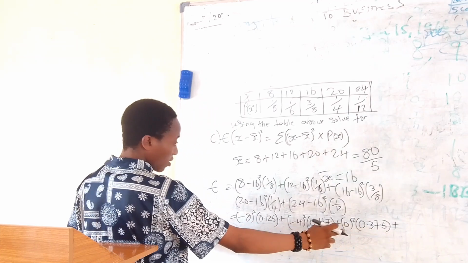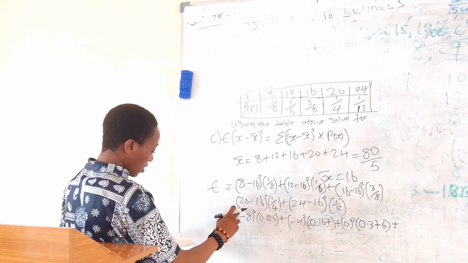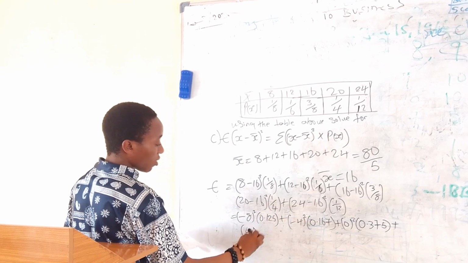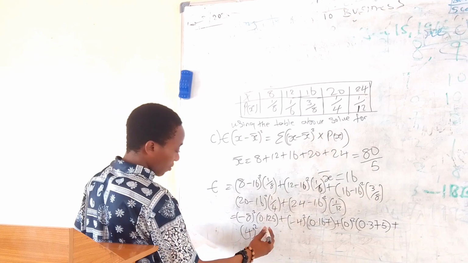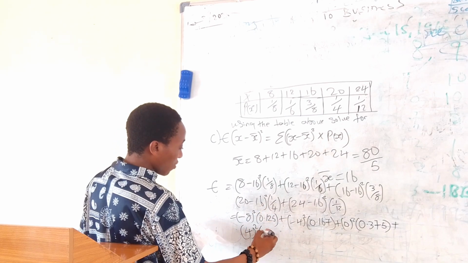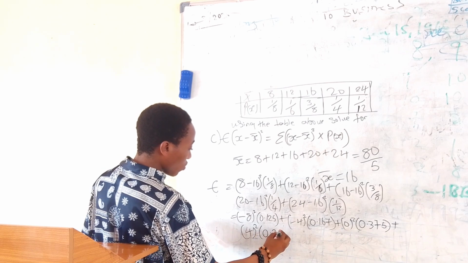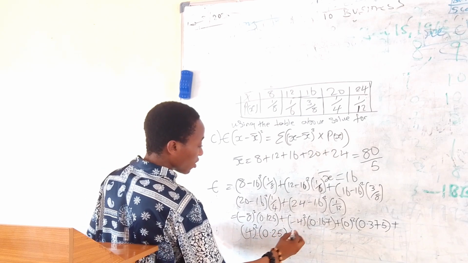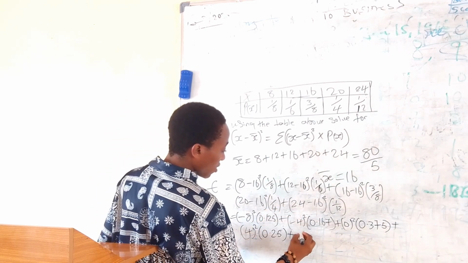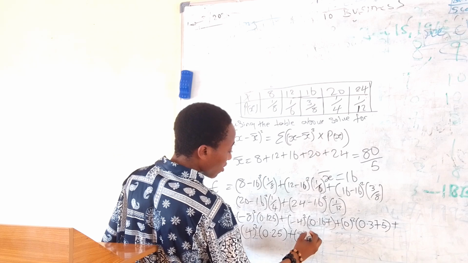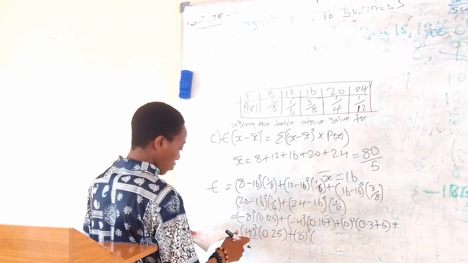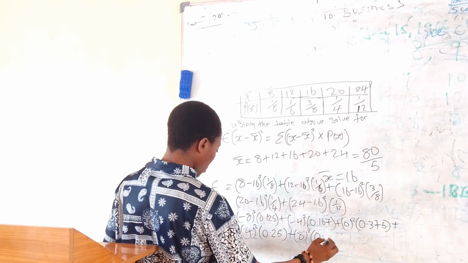Now the next is 20 minus 16, and 20 minus 16 is 4. 4 to the power of 2 multiplied by 1 over 4. 1 divided by 4 is 0.25, plus 24 minus 16 is 8. This to the power of 2 multiplied by 1 divided by 12, 0.083.